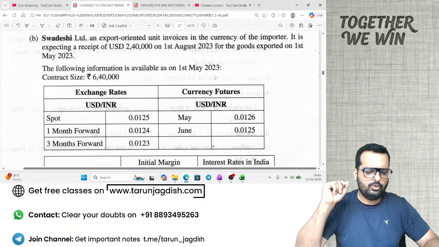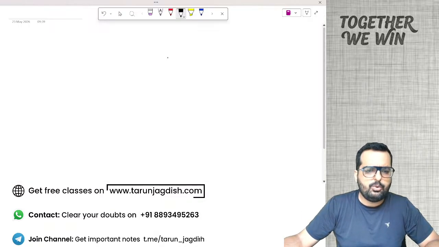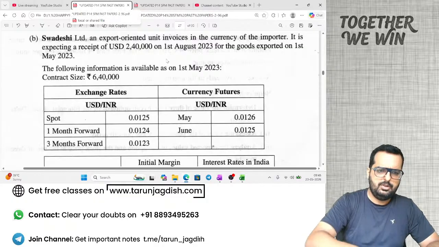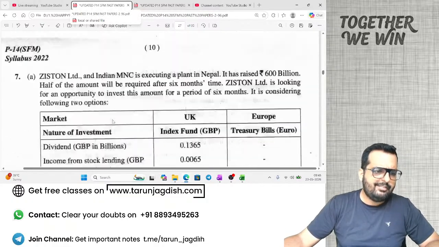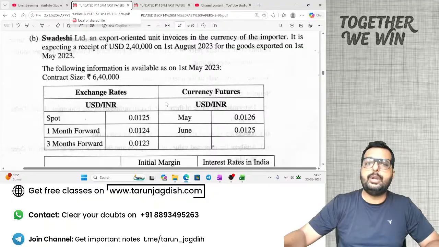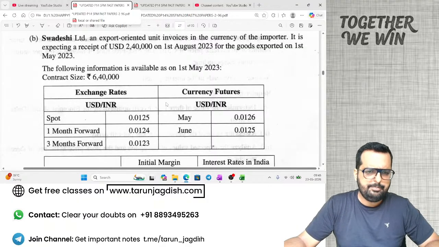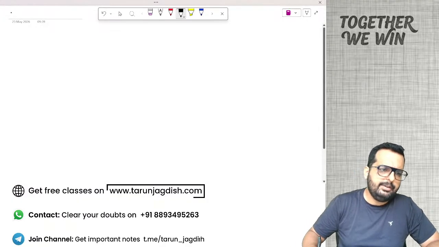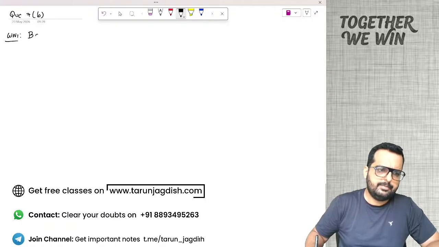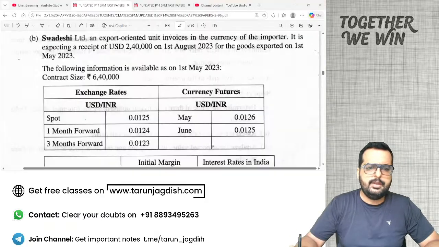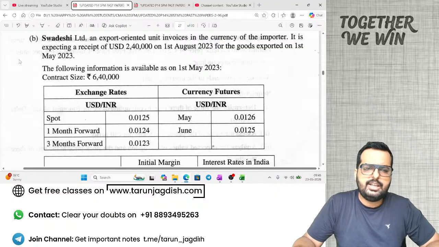Okay. Now let's go to this question. This is one of the ODBE book questions. It's a very, very good question. Question number 7B, December 2023 examination. Working note number 1, basic data. Swadeshi, an export oriented unit, invoices in the currency of the importer. It is expecting a receipt of 2,40,000 USD.